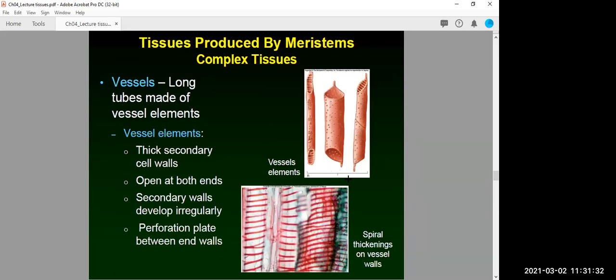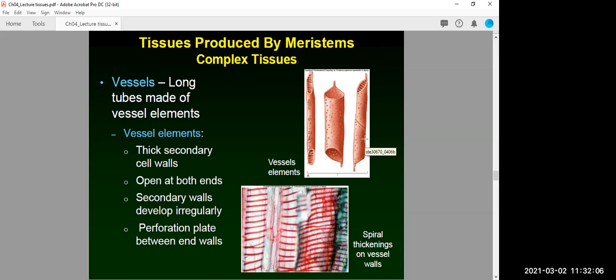Oh, cool. Okay, so here we can see a few different examples of vessel elements, and they're a little bit wider, and they have this big perforation plate if you were to compare them to a fiber. Like I said before, they can conduct water both from top to bottom as well as side to side. And this is a really great picture on the bottom right of the spiral thickenings of lignin that are reinforcing the secondary cell wall of the vessel elements.